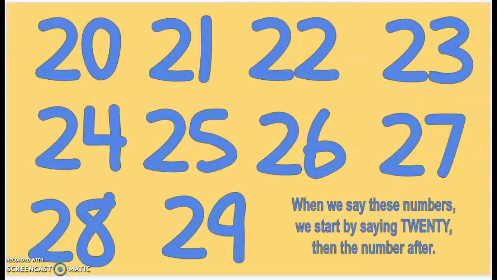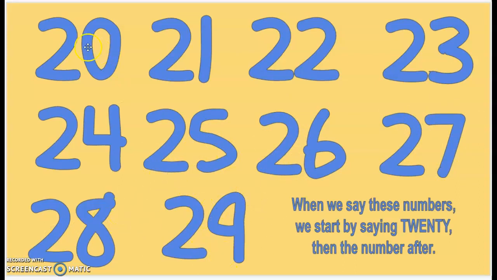All right, so let's look. When we say these numbers, we're going to start off by saying 20. Especially the very first one, this is the 2 and the 0. That is the number 20. But when we say all of the other ones, all we are going to do is simply say 20 and then this number's name. So 21, 22, 23, 24, 25, 26, 27, 28, and 29.